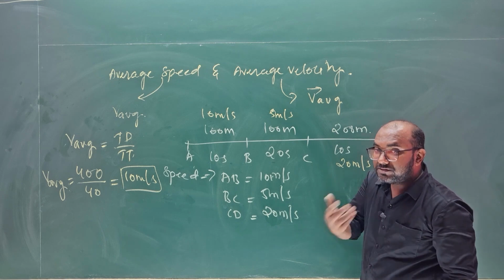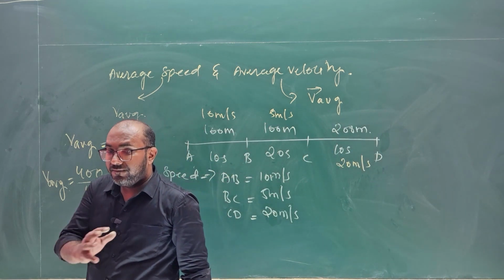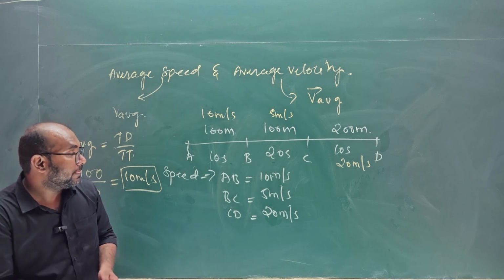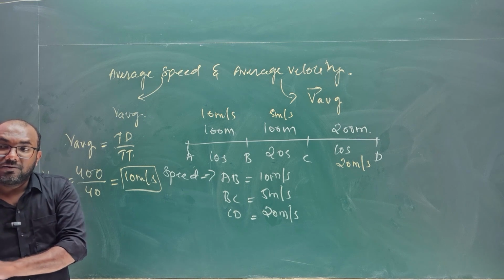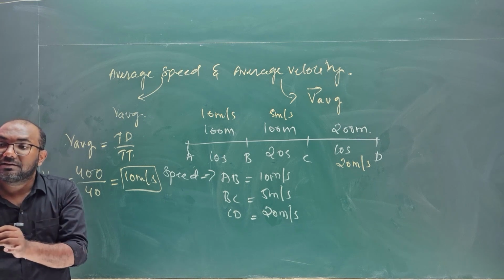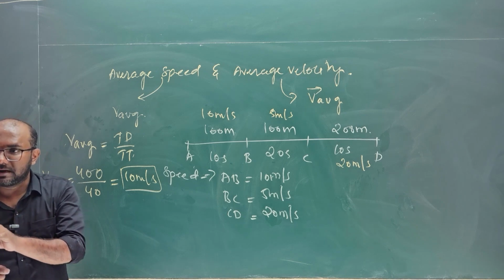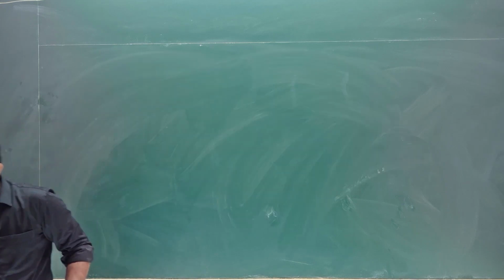And can I also say that if a person is moving, average speed does not tell you how many times the velocity is changing throughout the journey? Can I say that? Explain yourself. Okay.